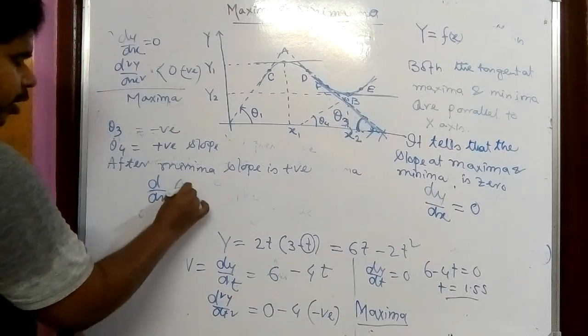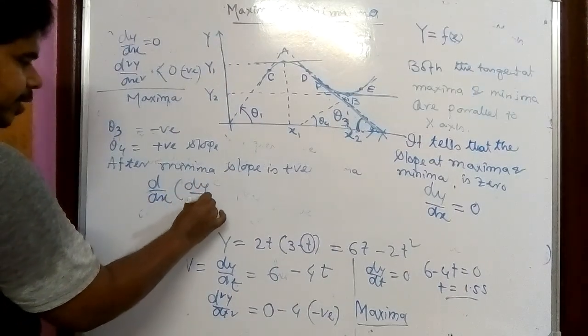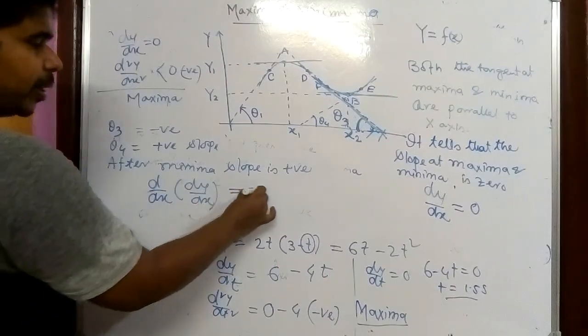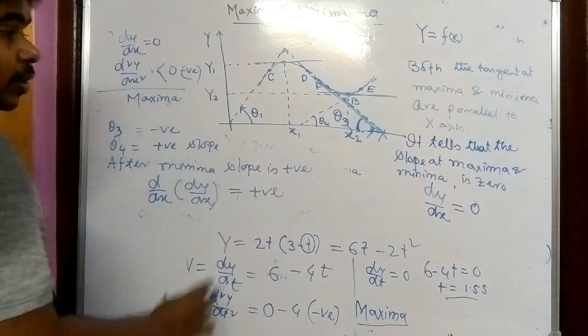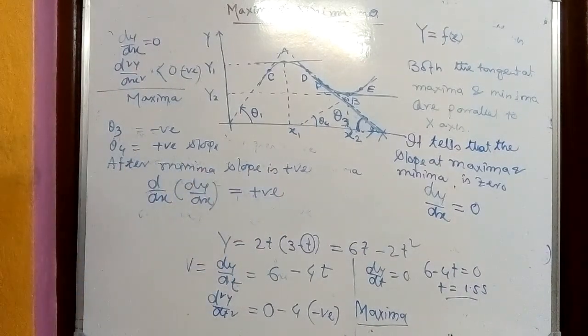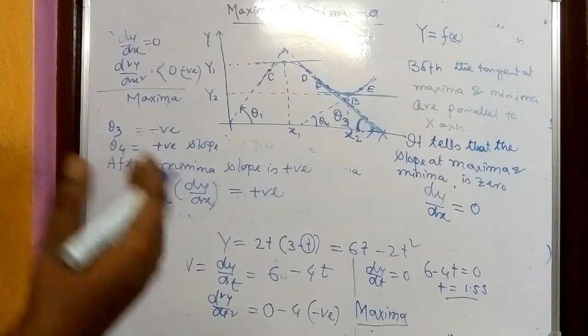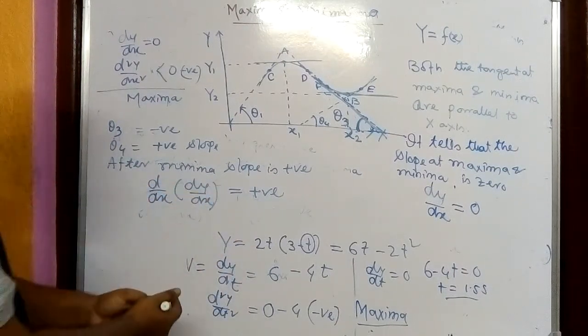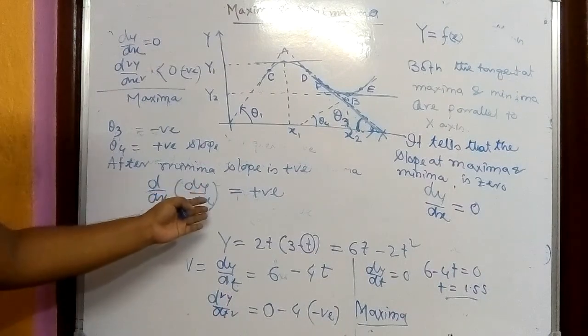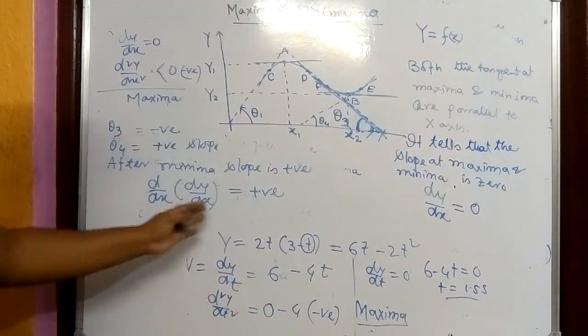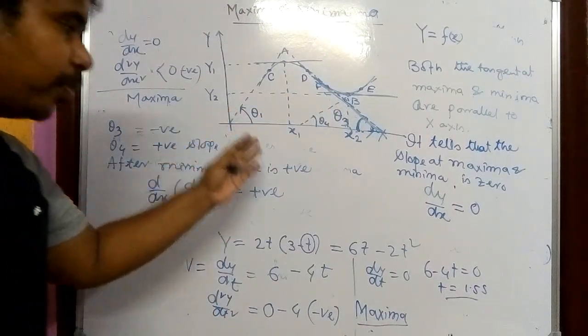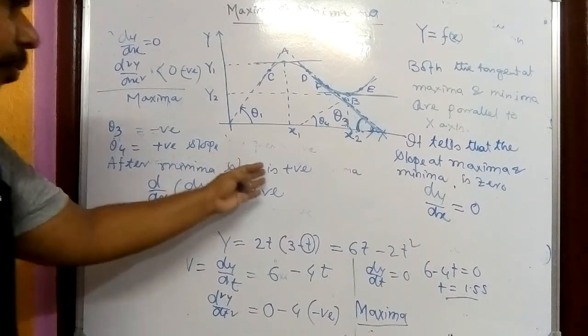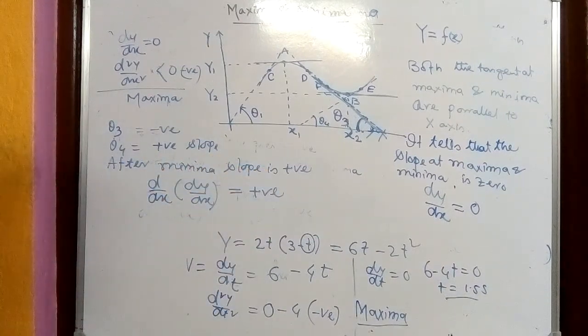So now if I differentiate again, d/dx of dy by dx should be positive, because we have seen that after minima the slope changed to positive. So d/dx of dy by dx means change of slope at B.